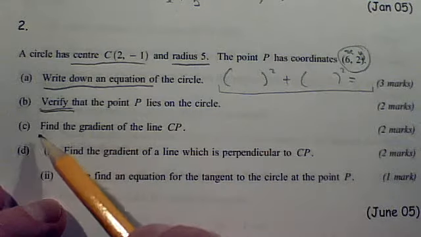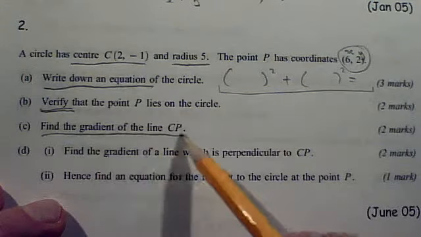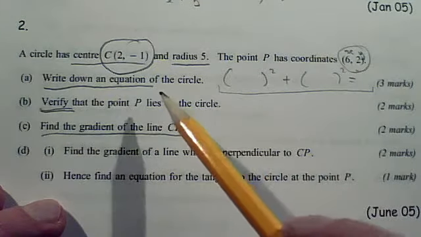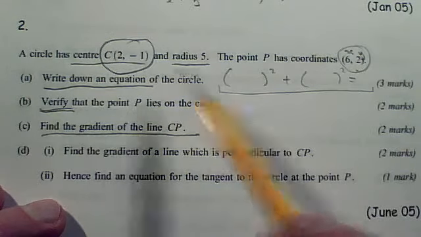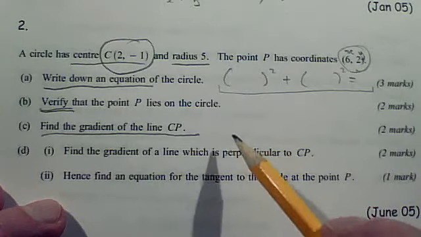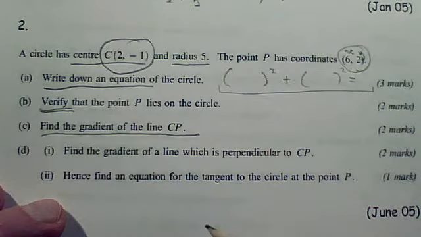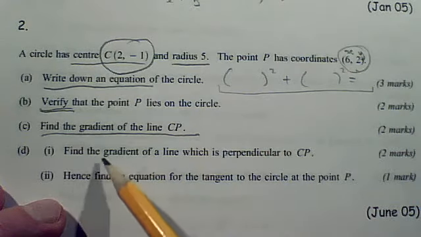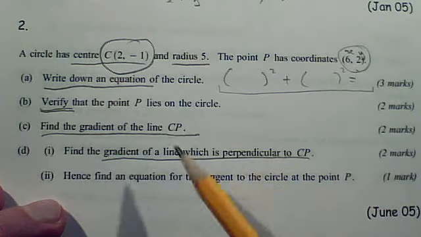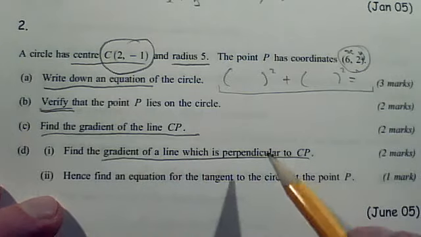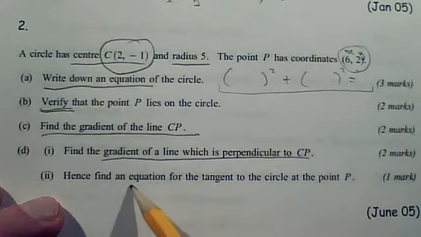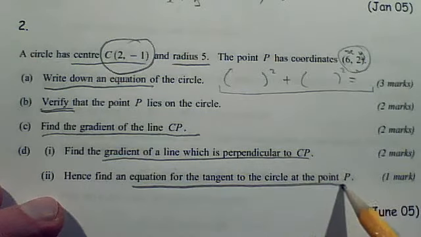Okay, then part C, find the gradient of the line CP. So I've got the point P 6, 2, there's C, and this is back to chapter 3, standard method, either draw a triangle or do 2 subtractions being consistent, and do the difference in y over the difference in x for the gradient. Then we've got to find a gradient of a line which is perpendicular to CP. Again, back to chapter 3. Look up in your notes what the condition is for being perpendicular if you've forgotten. And then we want an equation for the tangent to the circle at the point P.